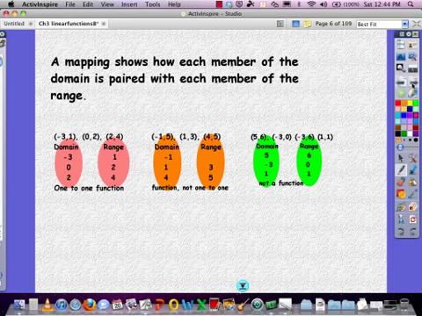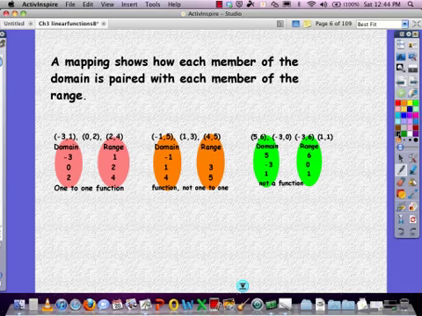Mapping is a new phrase. We sort of said what was f of x notation and mapping notation when we're talking about arrow notation. Arrow and mapping were the same kind. So that word shows up again here. Mapping shows how each member of the domain is paired with a member of the range.